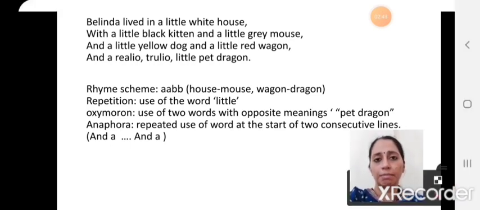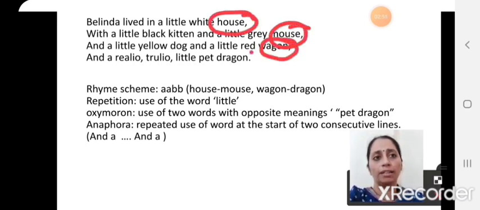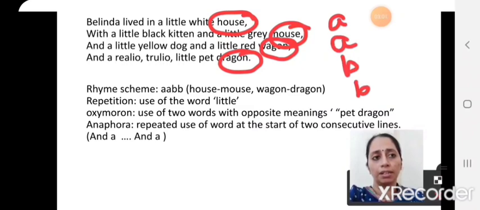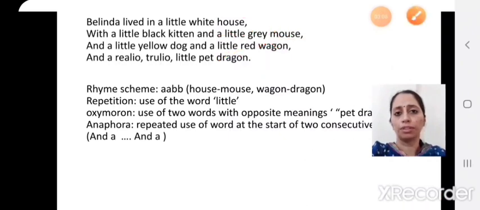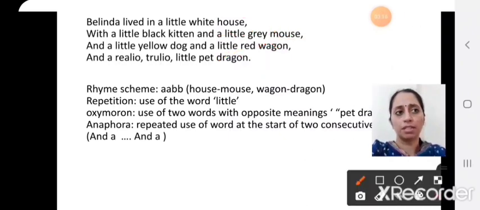Okay, let us see the rhyme scheme first. We have house, mouse, wagon, dragon. So it's going to be A, A, B, B. Clear? Now let's move on to the figures of speech of the first stanza.